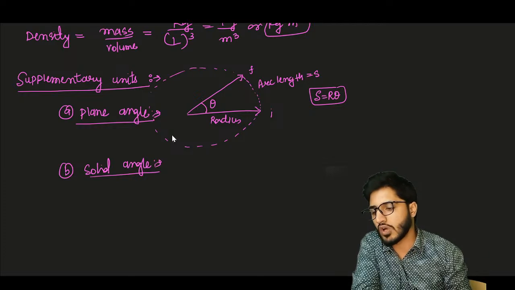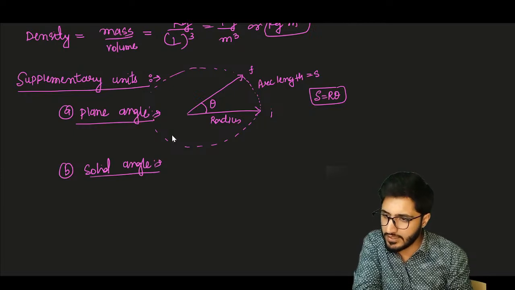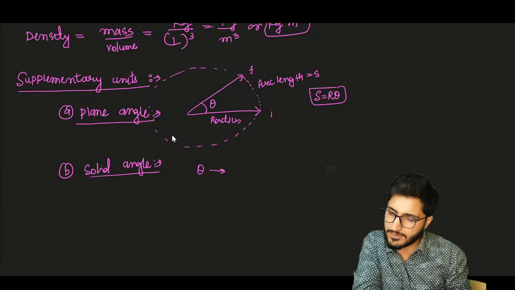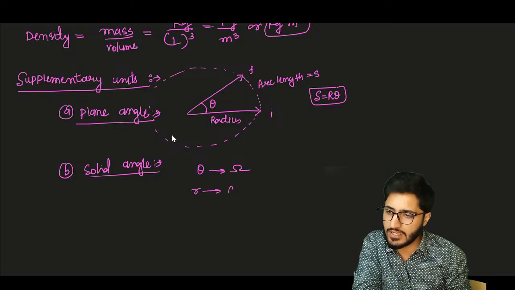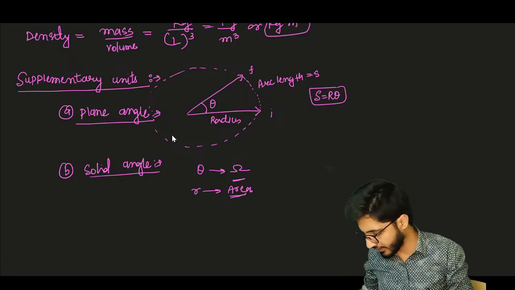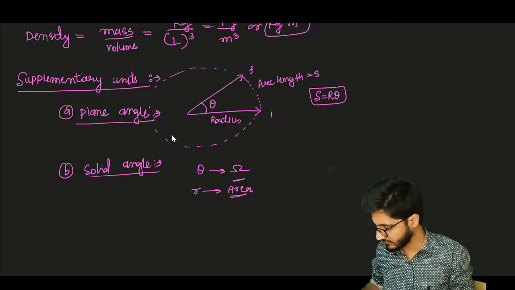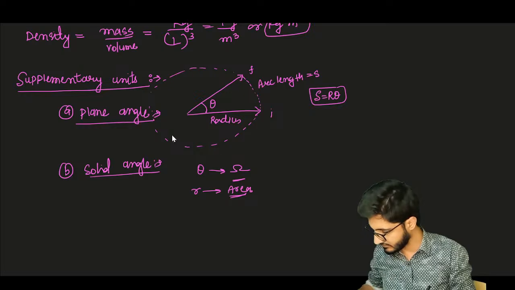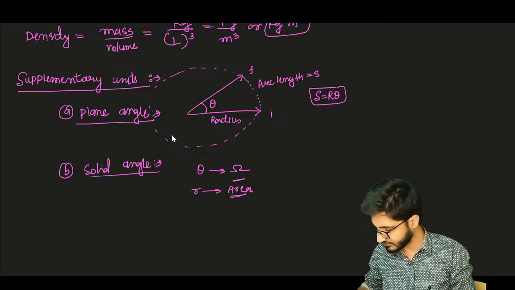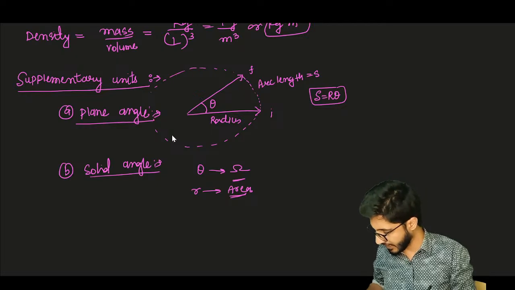Second is the solid angle, which is not important. In place of theta we have some omega, and in place of R, we are dealing with the area. This one is not that important. Plane angle is very important for us. Okay? Plane angle is one of the important parameters for us.